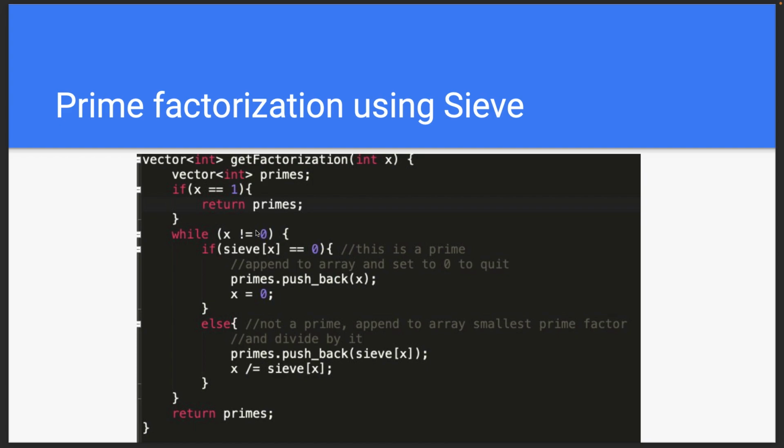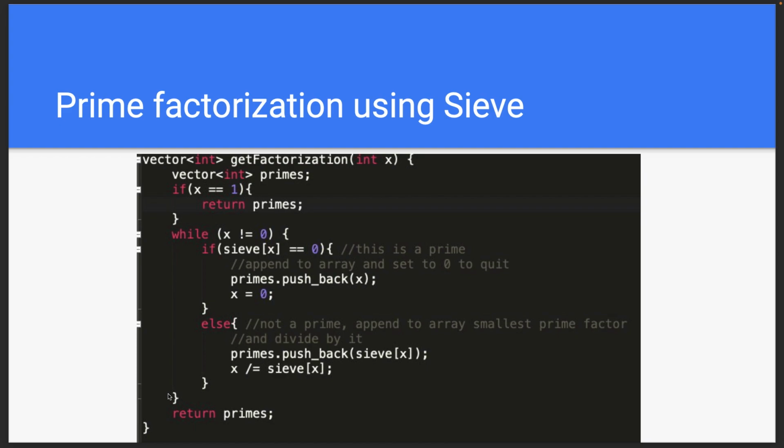Otherwise, while x is different than 0, if sieve of x is 0, which means that it's a prime, then we just push x to the array and set x to 0. So in the next iteration, we just exit the while loop. Otherwise, we take the smallest prime factor of x, put this factor in the primes array, and divide x by this prime factor. It means that we remove this prime factor from the factorization.